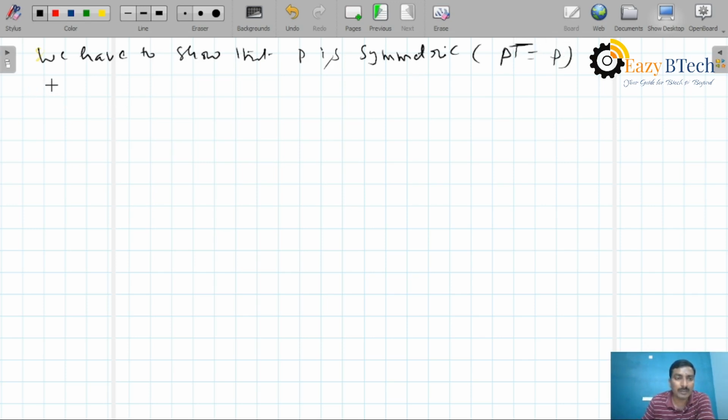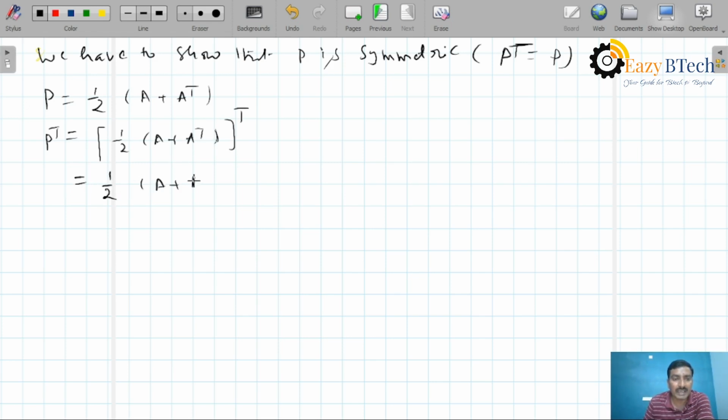So already you know P equals, what is P? 1 by 2 into A plus A transpose. This is the P. Now we have to calculate P transpose. P transpose means 1 by 2 into A plus A transpose, whole transpose. This is the P transpose. So this can be written as 1 by 2 into A plus A transpose, whole transpose.